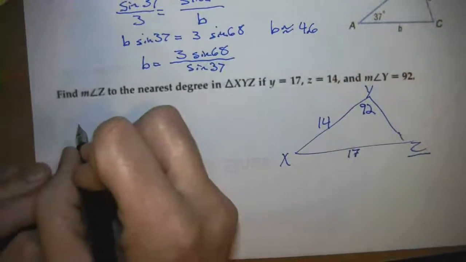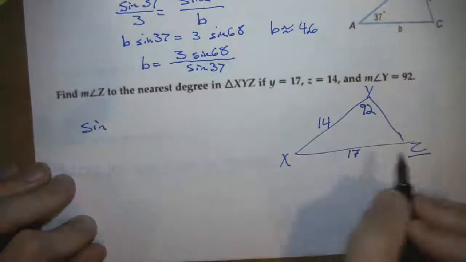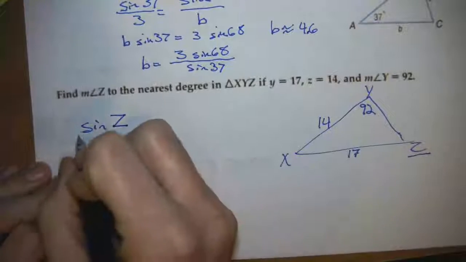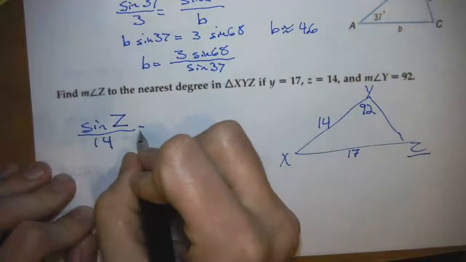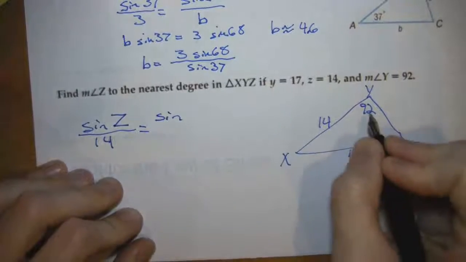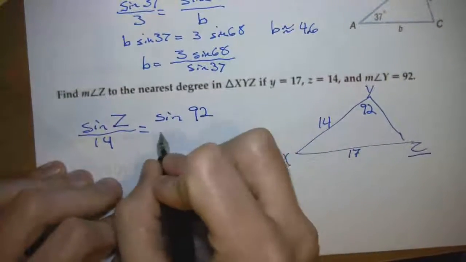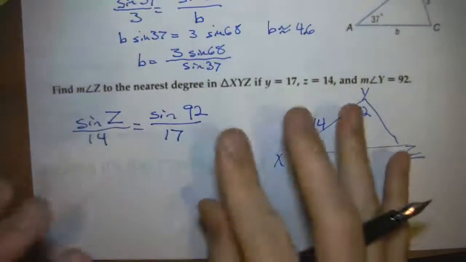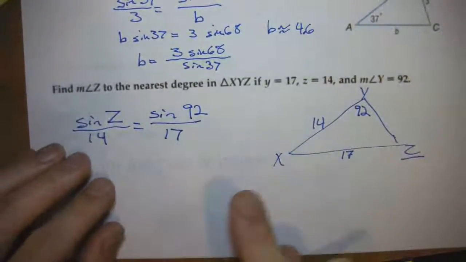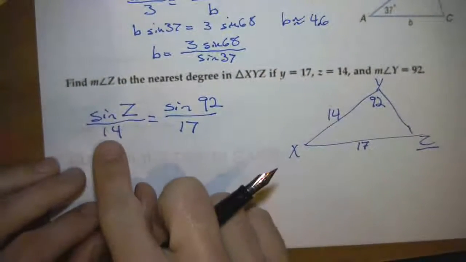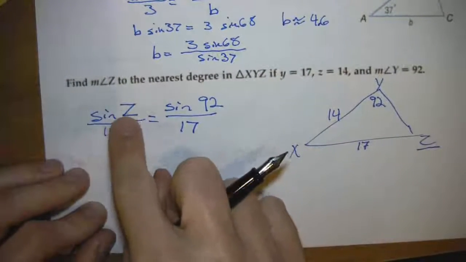So I'm going to say the sine of angle Z, so I'm just going to put a Z in there for now, over 14 is equal to the sine of 92 over 17. And again, I'm not going to do any actual work until the very end because I don't want to round anything. So the first thing I'm going to do is I realize I've got this sine of Z. Z is what we're looking for.